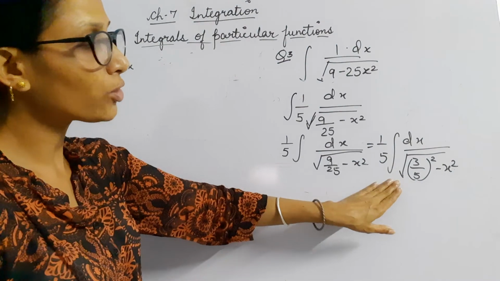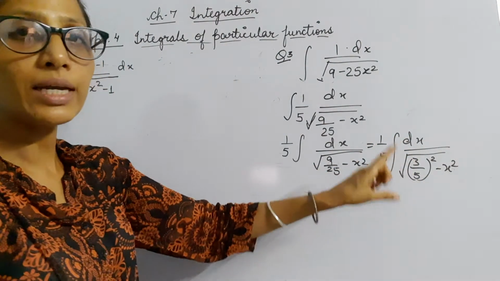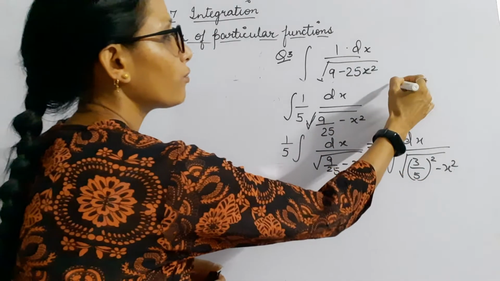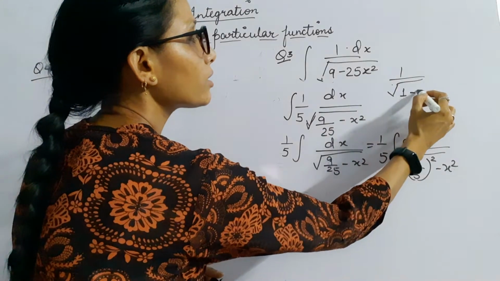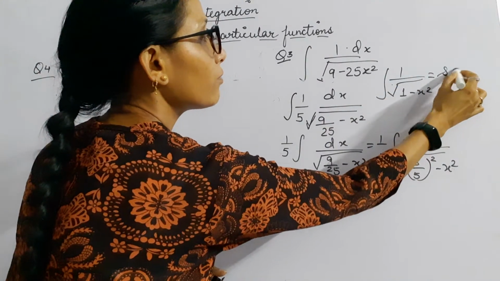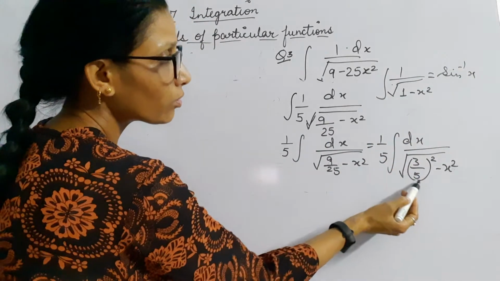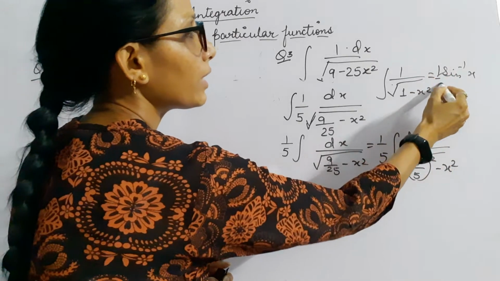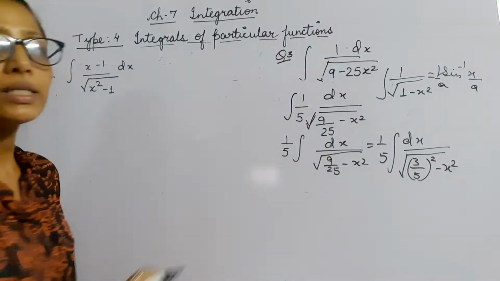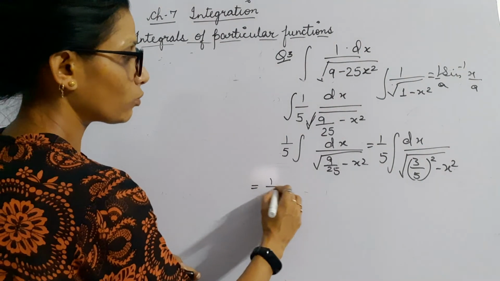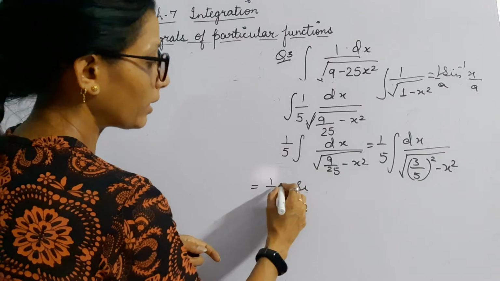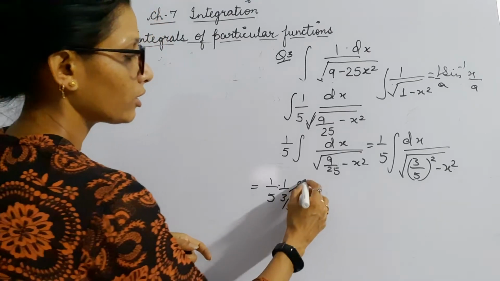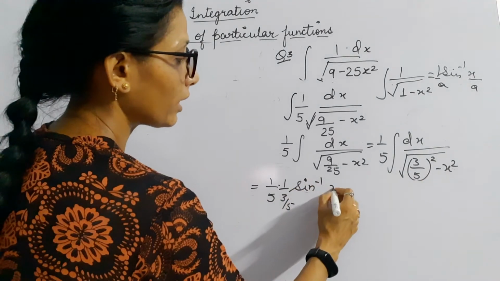Now this is the formula for sine inverse: 1 by a sine inverse x by a. If your formula comes like this, 1 minus x square, then we write it as the formula for sine inverse x. But when your constant value takes some value other than 1, then you have to write it 1 by a sine inverse x by a. So apply this formula over here. So I'll be writing it as 1 by 5 common, and I'll be getting 1 by a. So 1 by a is what? A is your 3 by 5. Sine inverse x. What is your x over here? X.